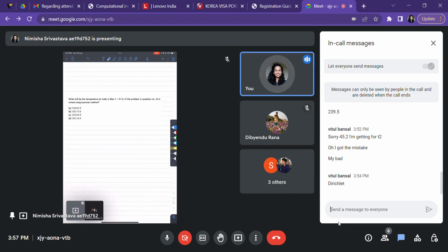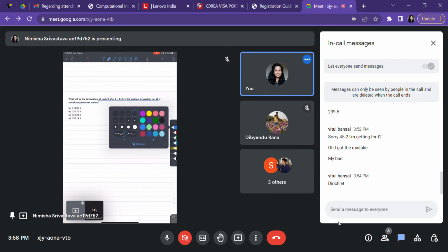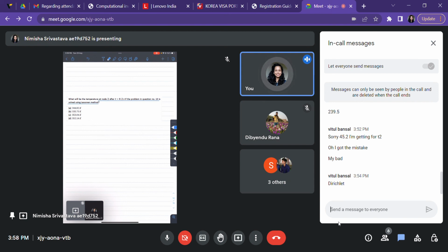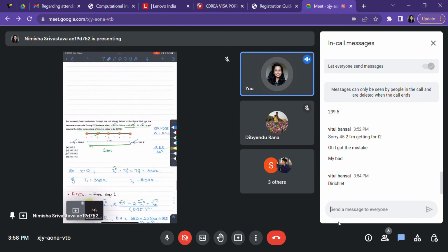What will be the temperature at node 2 after t equals 0.2 seconds if the problem in question number 13 is solved using the Laasonen method? So the Laasonen method is unconditionally stable. Okay, so let's see what answer we get from here and whether that's different than whatever we got from the FTCS scheme. Okay, fine. So let us just write down the Laasonen scheme.